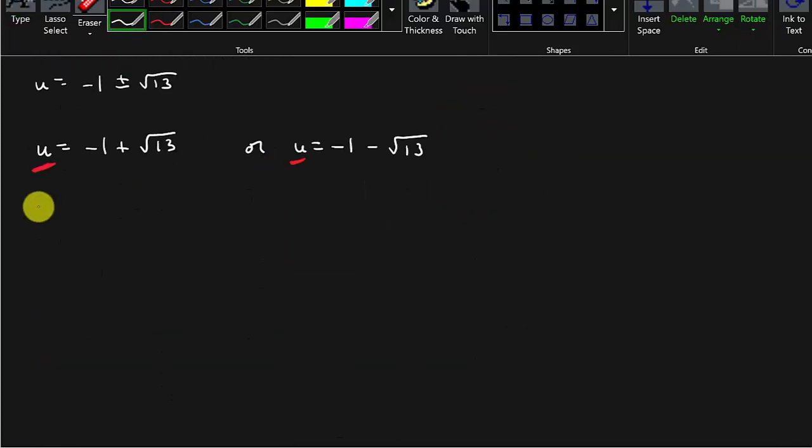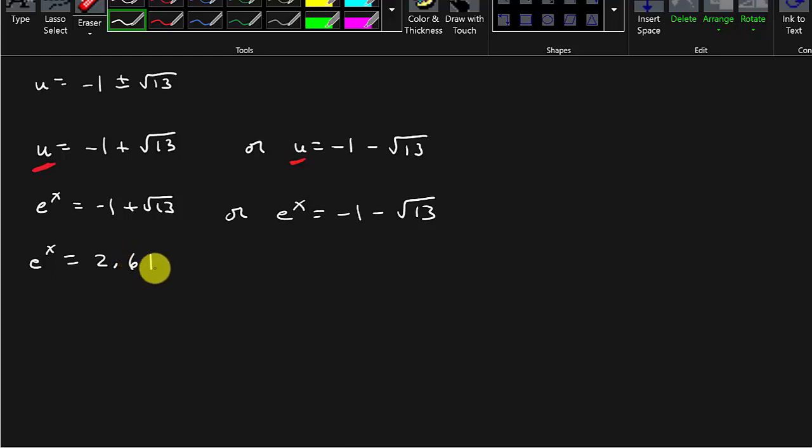And so that's going to give me e to the x equals -1 plus square root of 13, or e to the x equals -1 minus square root of 13. Now, at this point, you're going to need to take your calculator out and type in -1 plus square root of 13, and that is e to the x is equal to, I'm going to round it to 2 decimal places, 2.61.